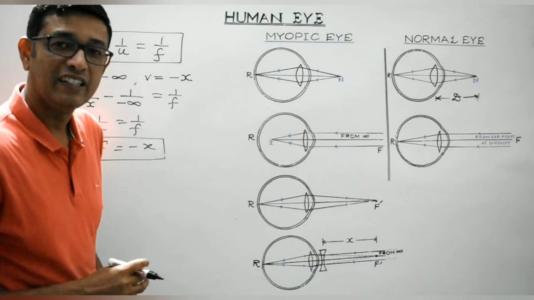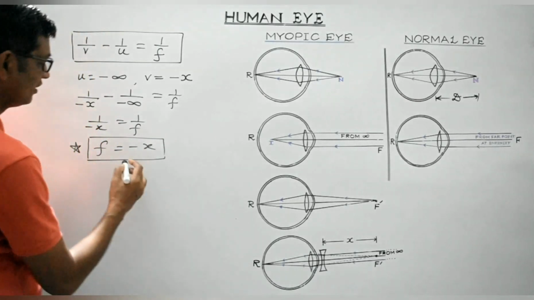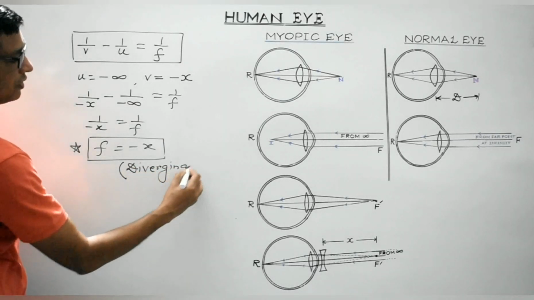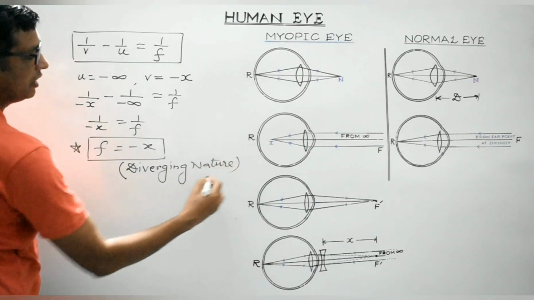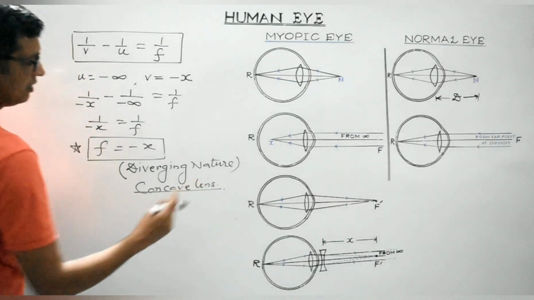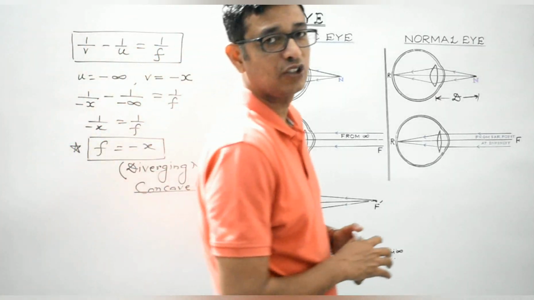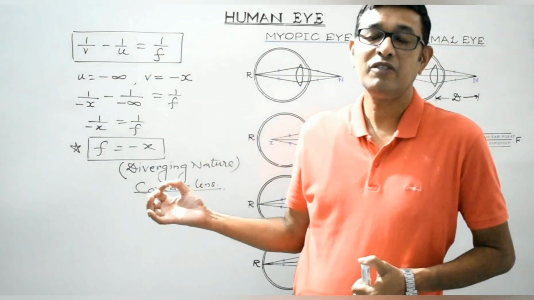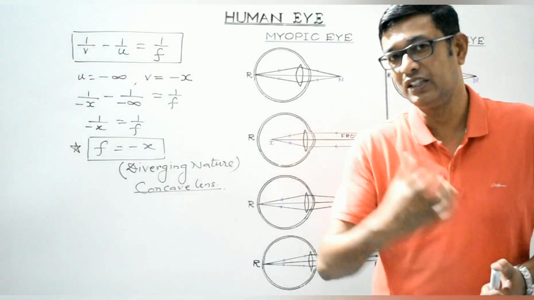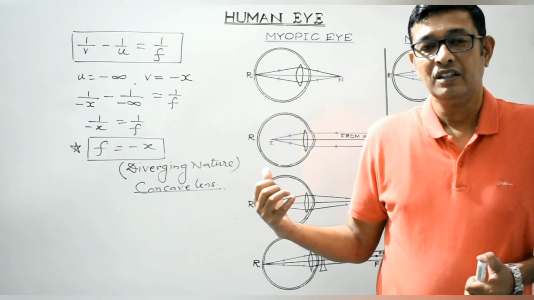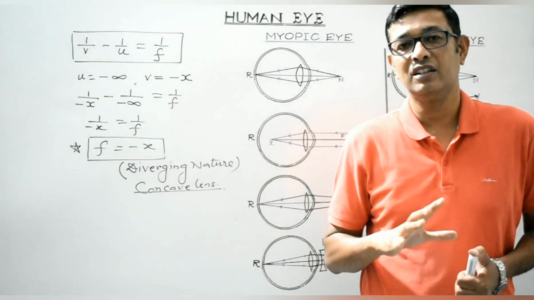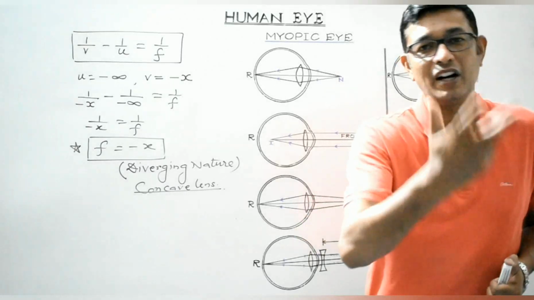So negative focal length indicates the diverging nature of the lens. So the lens must be of diverging nature. That is, it must be a concave lens. And what will be the magnitude of the focal length of the concave lens to be used? It should be equal to the far point of the myopic eye. Clear, students? Whatever is the far point of the person suffering from myopia, the focal length of the concave lens which he must use so as to cure this defect must be exactly equal to his far point.